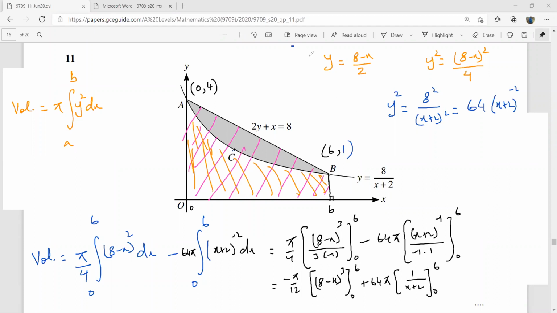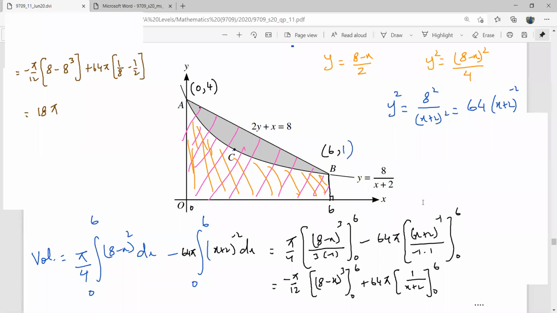So let's apply the limits onto it and get to the answer. After we put the limits up here, you get the answer as 18 pi. And this ends the paper here.